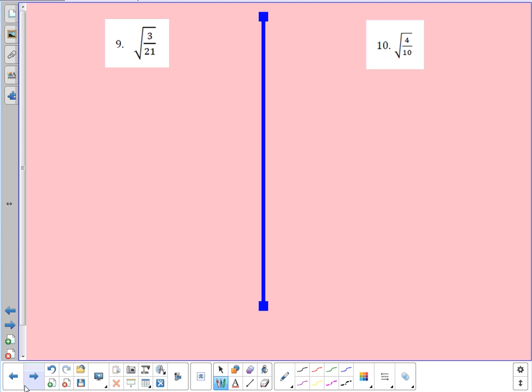Let's try number 9. In number 9, I have the square root of 3 over 21. And again, if we want to reduce this first, we can. So we could call this the square root of 1/7. All I did was divide by 3 there.